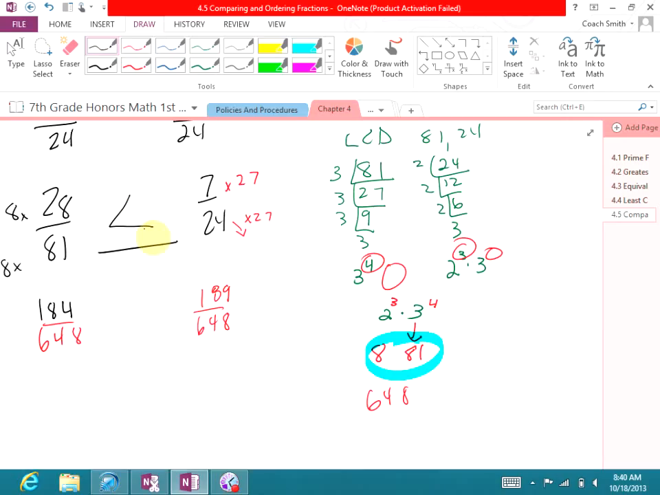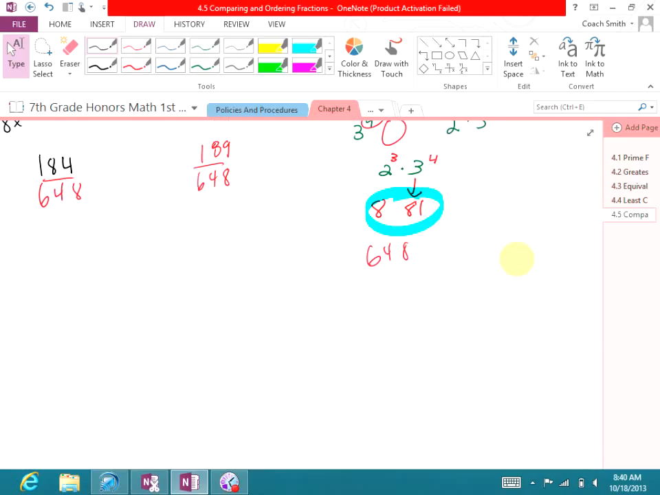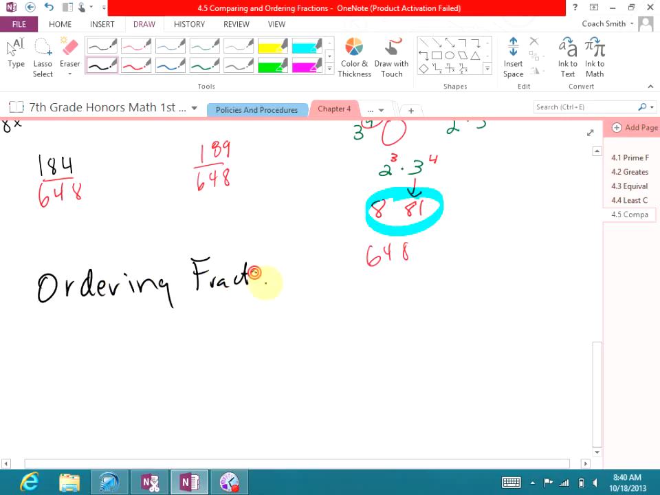Obviously, not all of them are going to have that large a denominator. Most of them are not going to be that large. But there will be some that are fairly large. So, that is comparing. The other thing we're going to talk about today is ordering. It's exactly the same, except you just have more fractions.